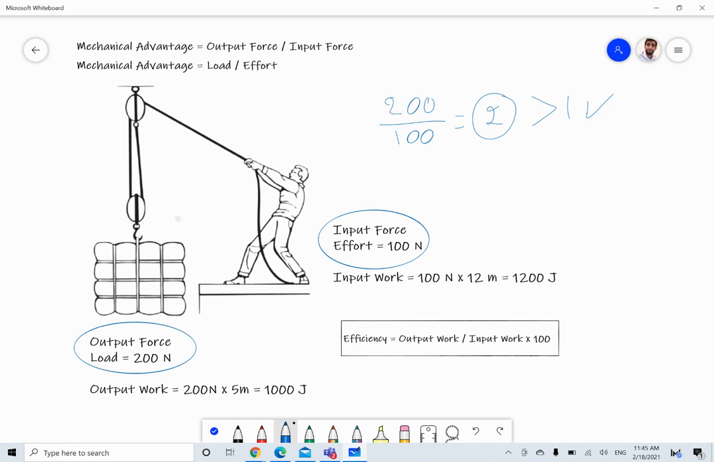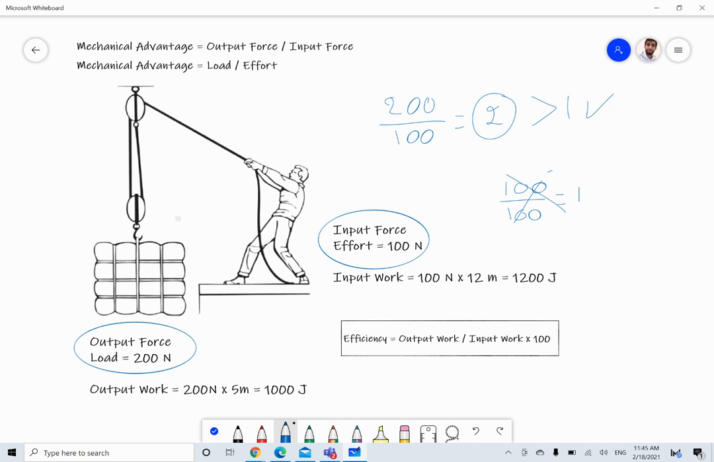It has an advantage. But if the machine is giving me 100 Newton, let's say, the mechanical advantage will be 100 over 100. Why do I need a machine that will keep my force as it is? I will not benefit. I can simply pull the object or push it without using the machine. That's why the mechanical advantage should always be greater than 1, so that I can say the machine or the device I'm using is beneficial for me.